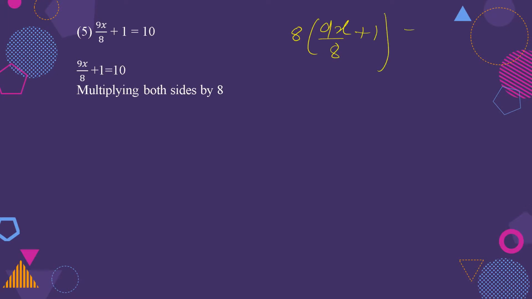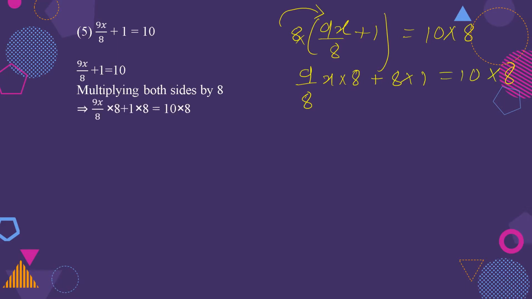Fifth one is 9x upon 8 plus 1 is equal to 10. First what we'll do is we will multiply both the sides by 8. So we'll have 8 into 9x upon 8 plus 1 is equal to 10 into 8. Now here we'll have to multiply the 8 inside the bracket, and that's how we get 9x upon 8 into 8 plus 8 into 1 equal to 10 into 8.